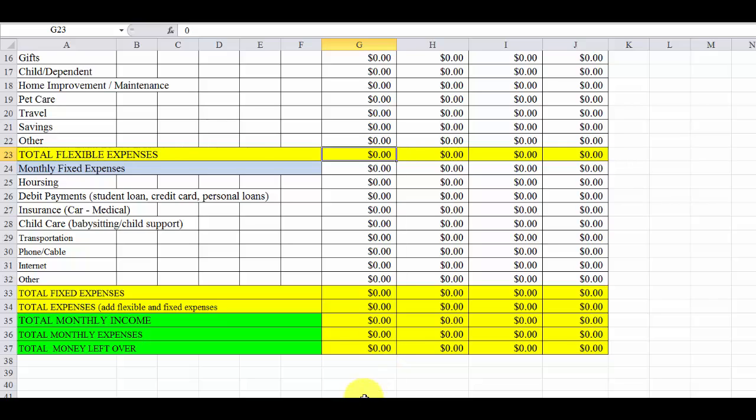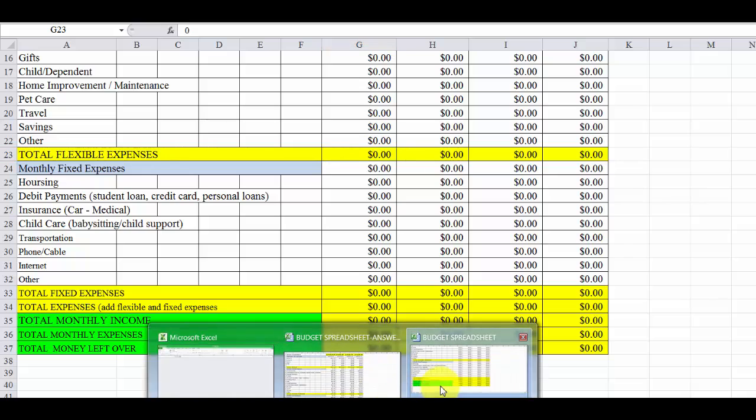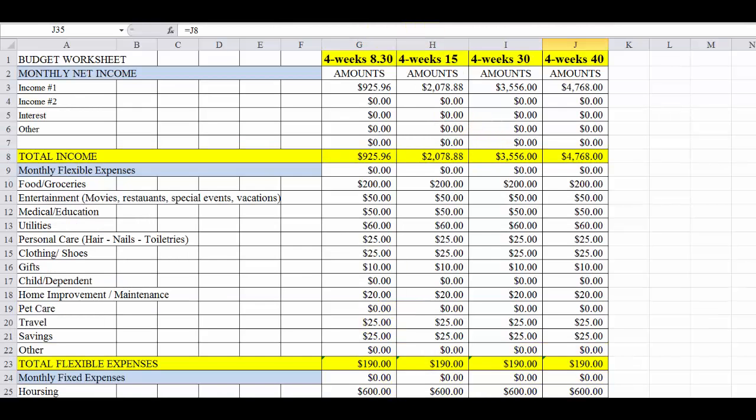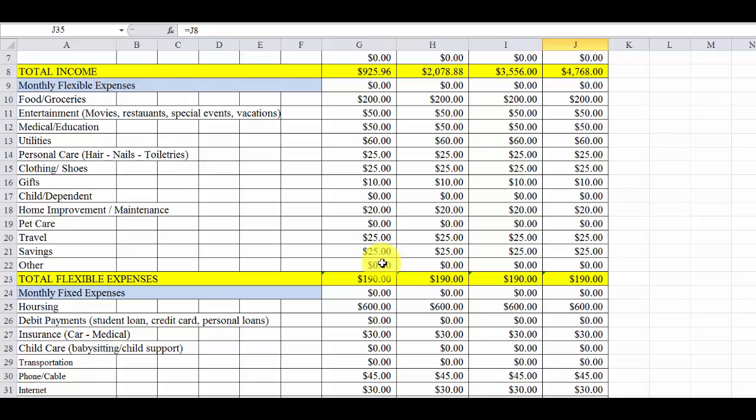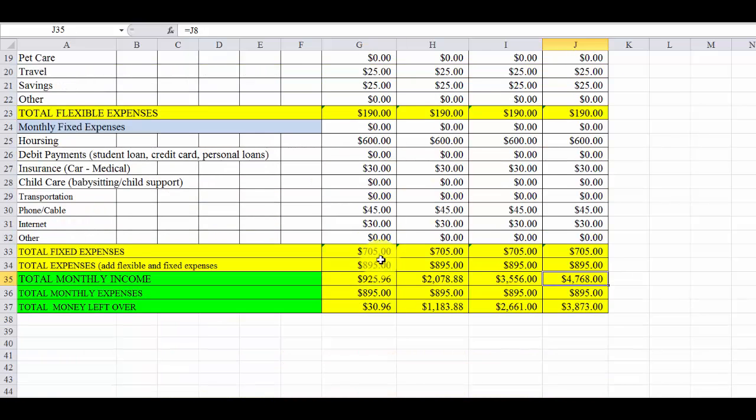Now, we've also provided for you another spreadsheet. This one we've already done for you, so you have an idea what we're talking about. Here's 4 weeks, here's another 4 weeks, 4 weeks, and 4 weeks, because we multiplied your weekly income by 4. And here's your total. Then we provided for you food and groceries. We just estimated $200, 50, 50. If you read these and go through it yourself, you'll see what we're talking about.